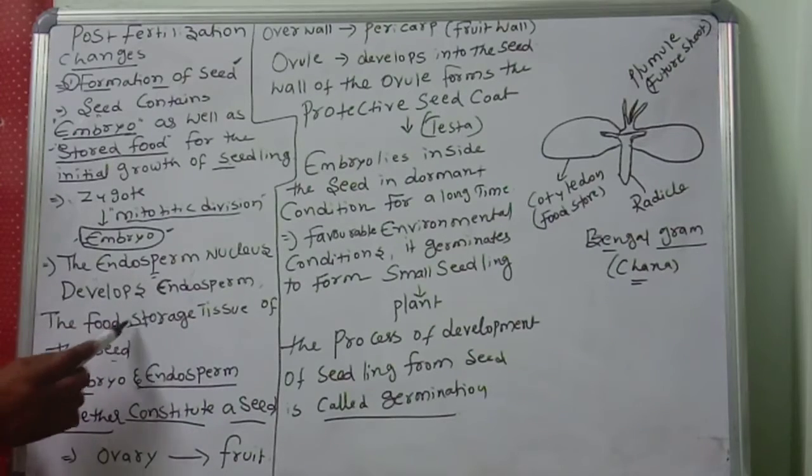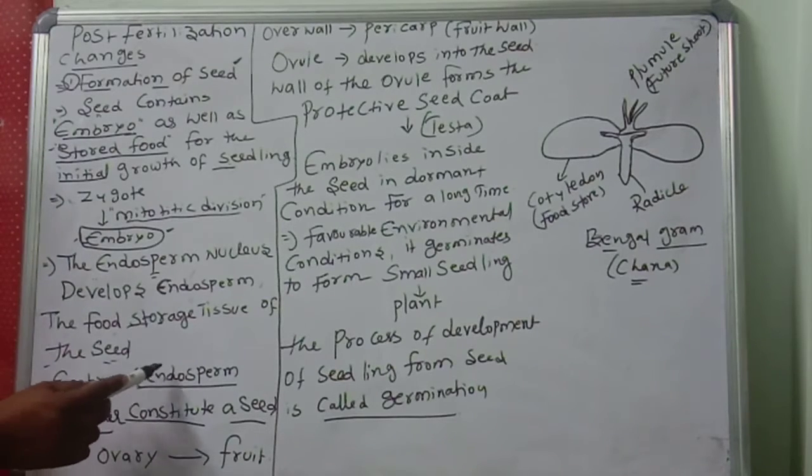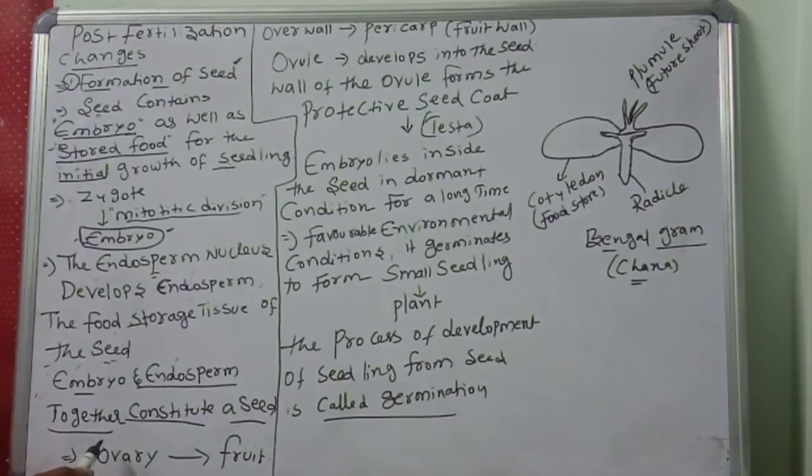So this endosperm food is utilized by the seed for growth. Embryo and endosperm together constitute a seed. So embryo will be there, endosperm will be there, and together they constitute a seed. That is the most important point to remember.